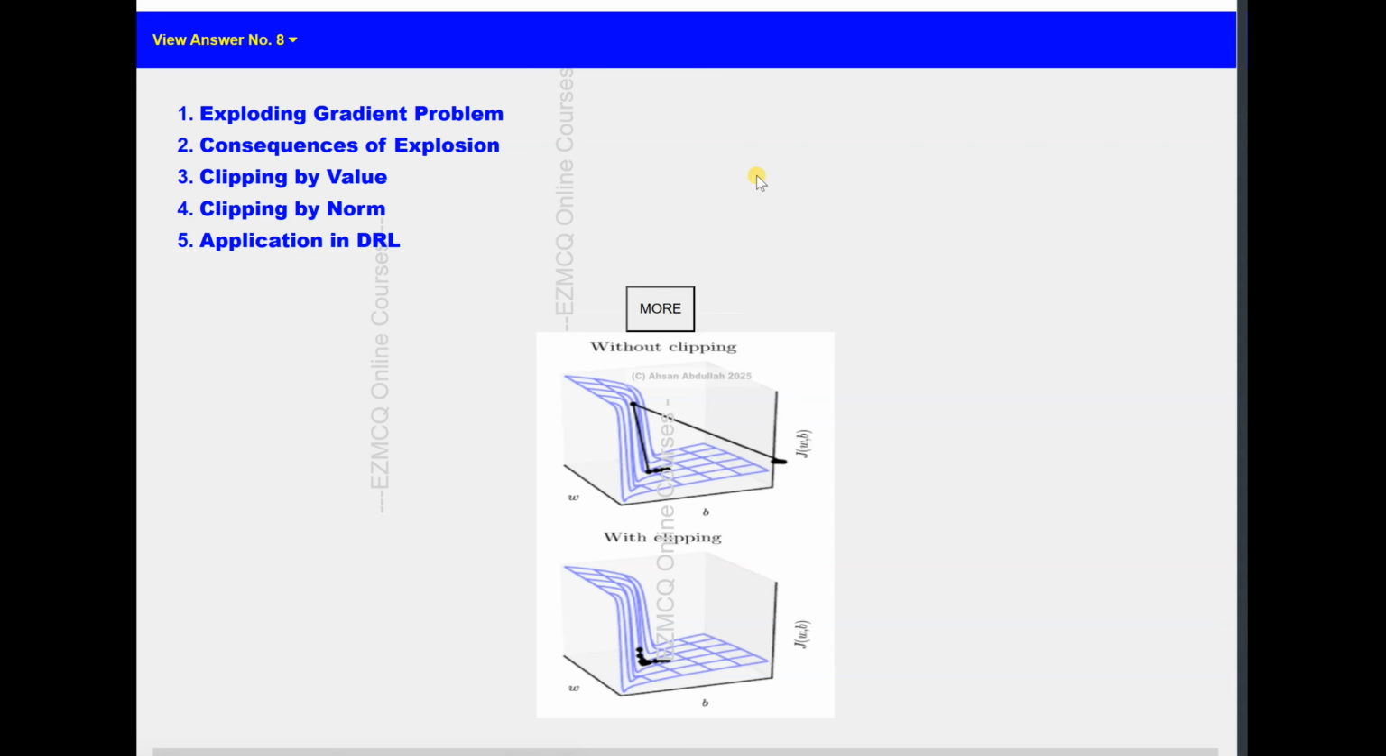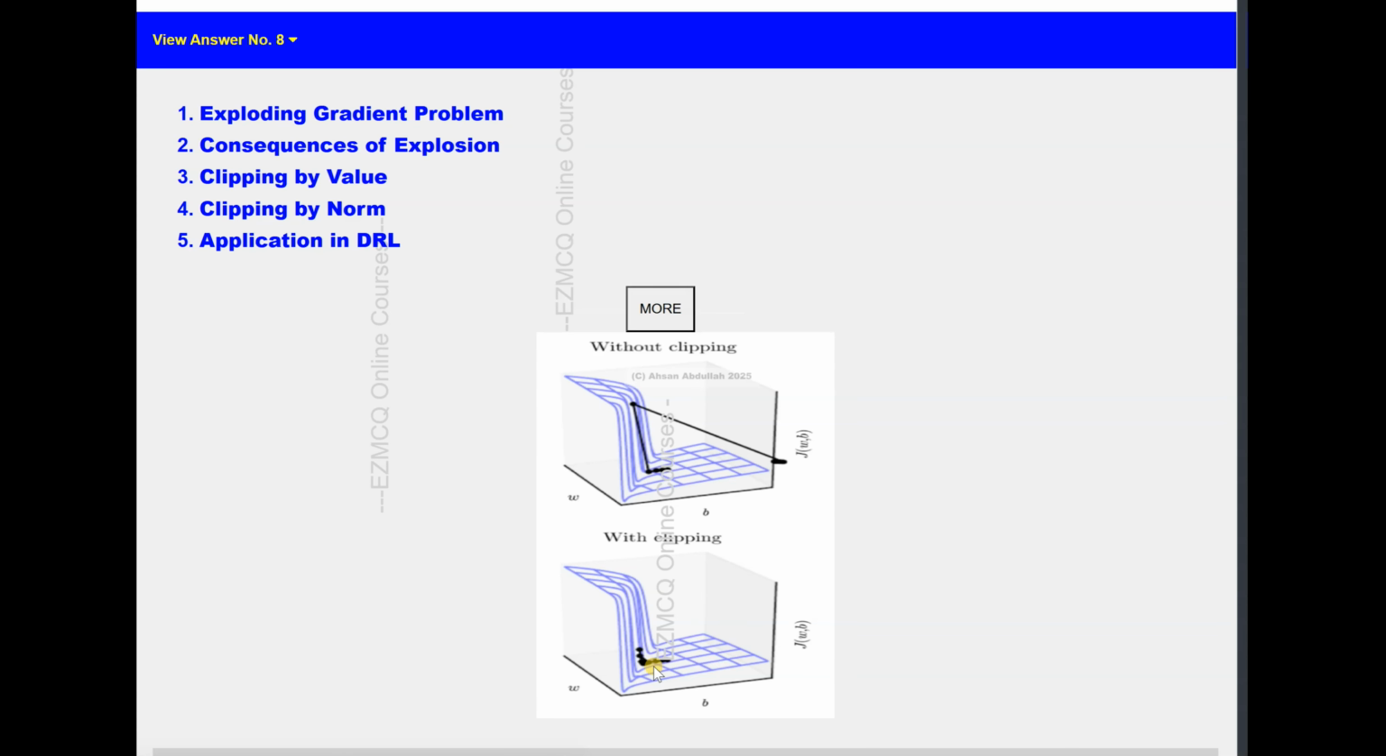As you can see here, this is without clipping and this is with clipping. So that can be either clipping by value, that is bounding each gradient component, or it could be clipping by norm, scaling the entire gradient vector if its magnitude exceeds a certain threshold to avoid exploding. In deep reinforcement learning, where recurrent models are used over long time spans, gradient clipping helps stabilize the training by bounding the updates and preventing runaway divergences.